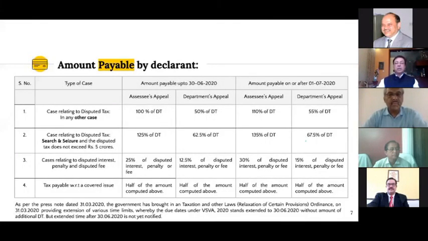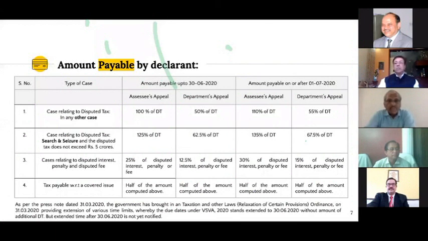Now, friends, as we all know, I'm rushing fast for a recapitulation. All of us, I hope, must have gone through the scheme so far. Now, the amount of tax payable, the table is given, and I would not touch upon this.